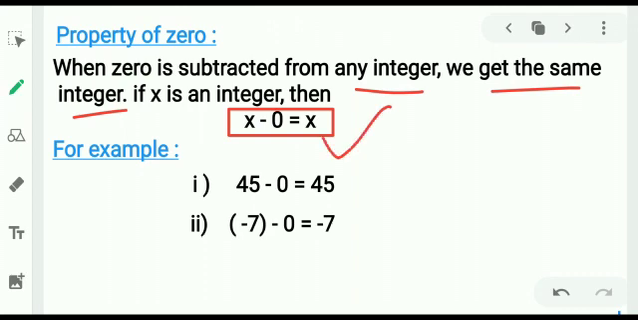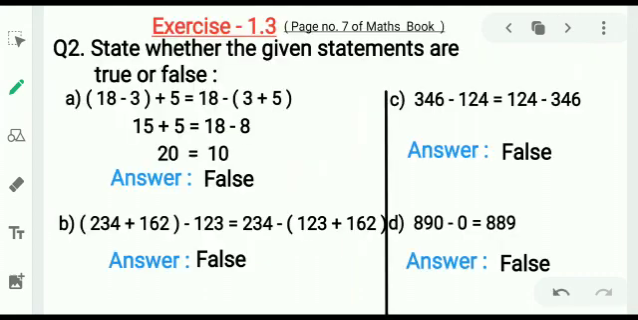x minus 0: suppose we have an integer x and we subtract 0 from it, then we get x. For example, if we have 45 and we subtract 0 from it, then we get 45. If we have minus 7 as an integer and we subtract 0 from it, we get minus 7. Let's move to the next page.